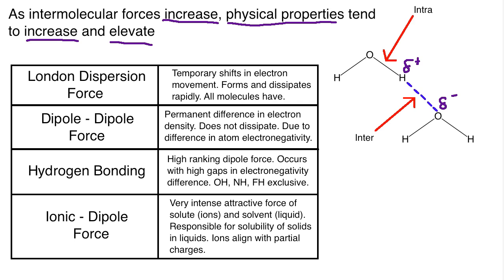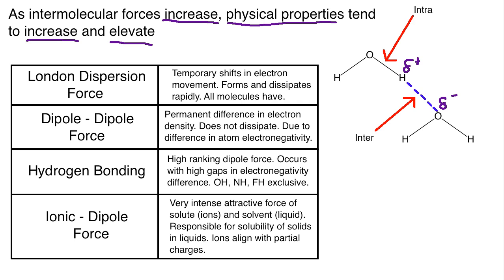Hydrogen bonding, remember, is just another type of dipole-dipole force, but it is the highest ranking of the bunch. We're talking about very high energy that's required to start breaking apart molecules from one another at this point. This occurs with high gaps in electronegativity. In fact, you only achieve hydrogen bonding when you have oxygen-hydrogen bonds, nitrogen-hydrogen bonds, and fluorine-hydrogen bonds. Those are the 3 sets that are exclusive to hydrogen bonding. If we had a hydrogen-bromine bond or a hydrogen-carbon bond, those would not be considered candidates for hydrogen bonding because they do not have a large enough difference in electronegativity.